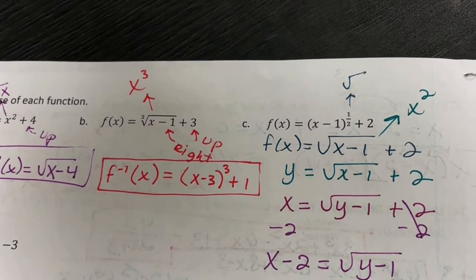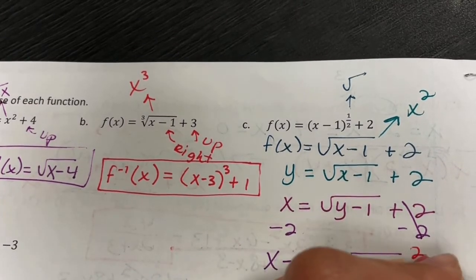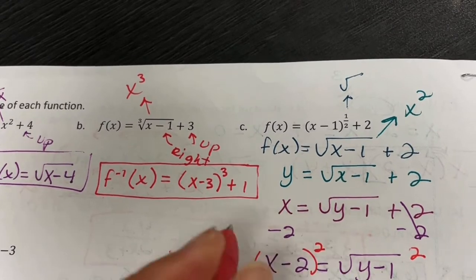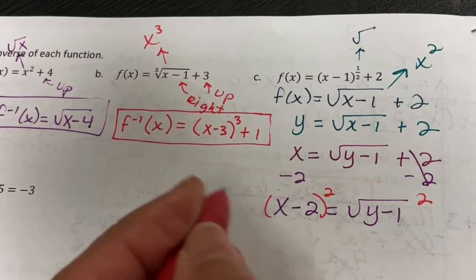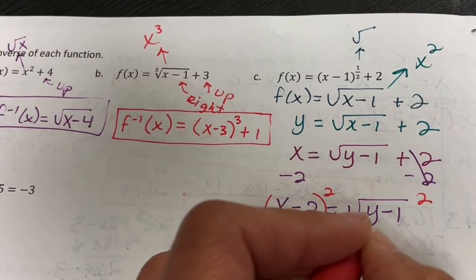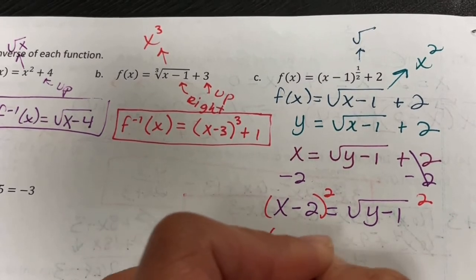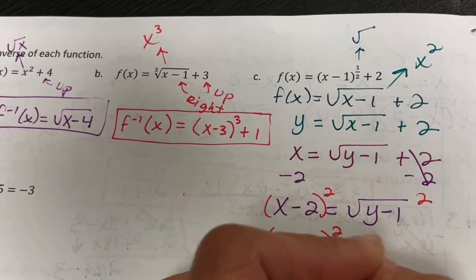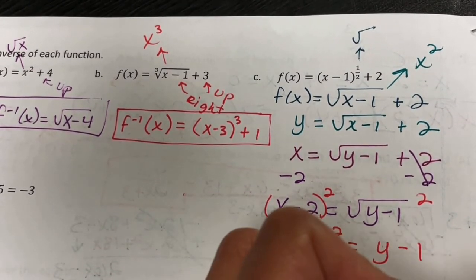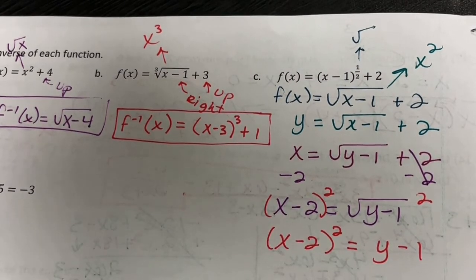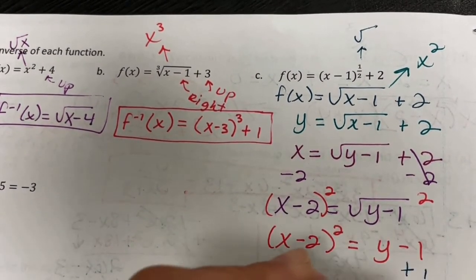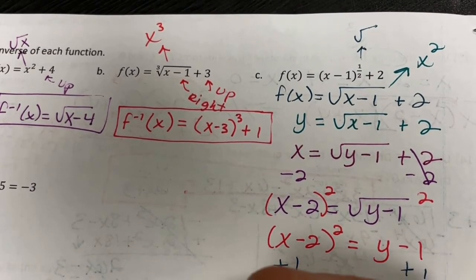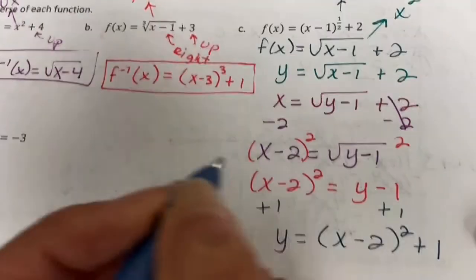Then I need to undo the square root. So I have to square both sides. Don't forget to put parentheses around the x minus 2. And you can keep it as x minus 2 quantity squared. The y minus 1 gets to come out. And then we just have to add the 1 over. So when I flip it around, I'm going to get y equals x minus 2 quantity squared plus 1. And that's the inverse function.